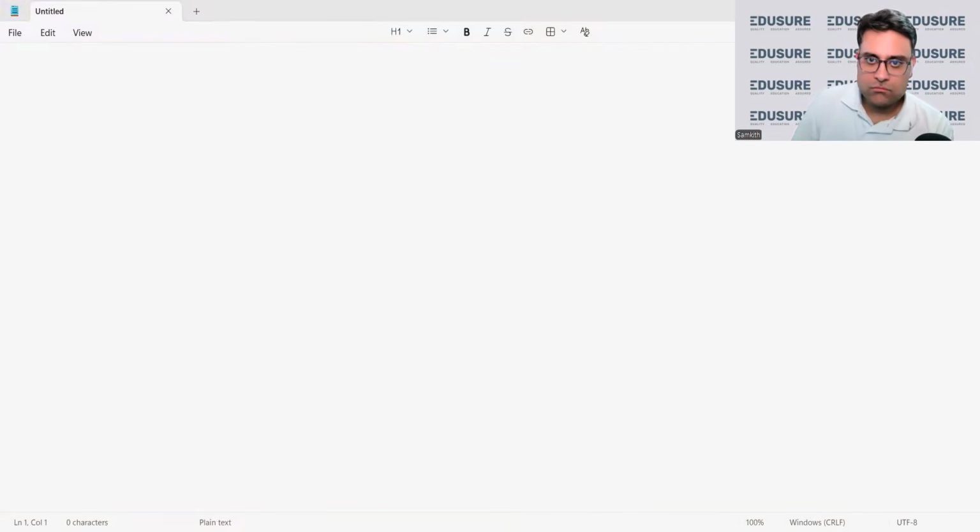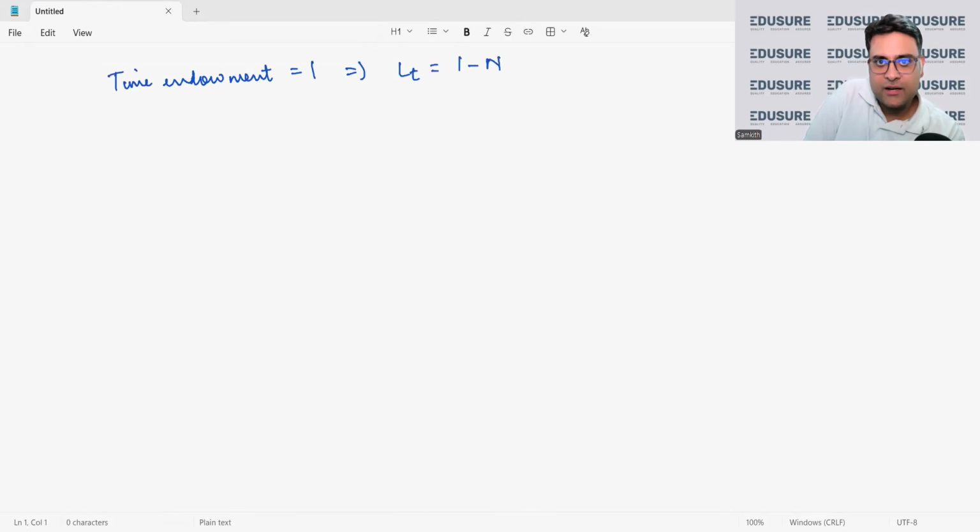So, let's understand what is happening here. In each period, the household has an implicit time endowment. So if I take it, the time endowment is equal to 1. Therefore, I can write L_t is equal to 1 minus N_t. Basically, the amount of leisure is the time endowment minus the labor that I'm putting in. Or in other words, N_t is 1 minus L_t.